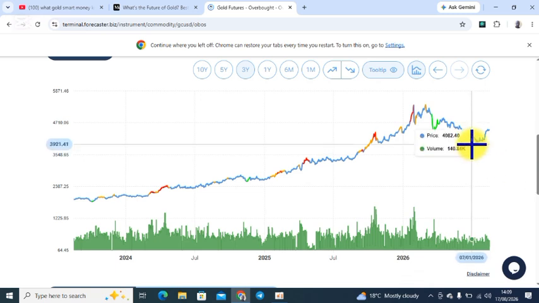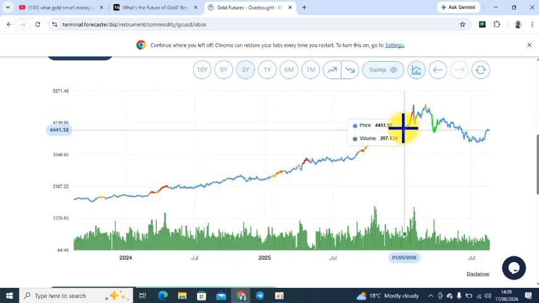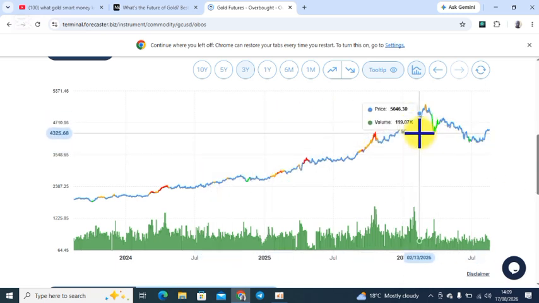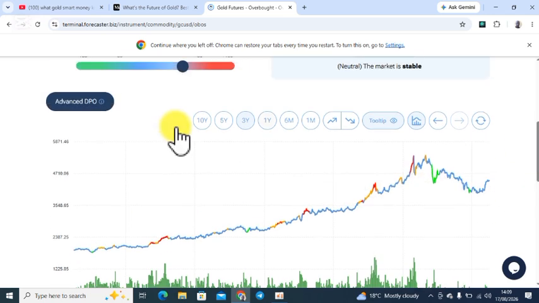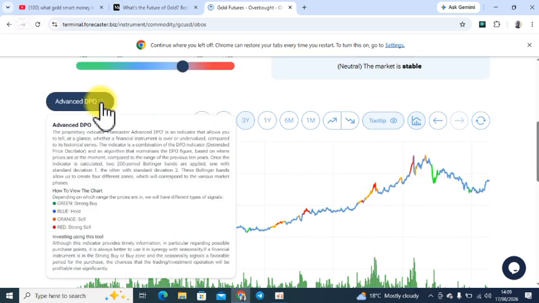It is this, and I've made a video interpreting this chart with different colors, because each color means something, especially when you come here to the advanced DPO. You can see the green color means strong buy, then the blue means you hold, so we are holding buys, then the orange is a sell, then red is a strong sell. So I'm also still in this trade and I'm holding.